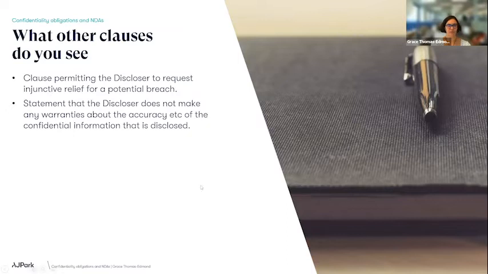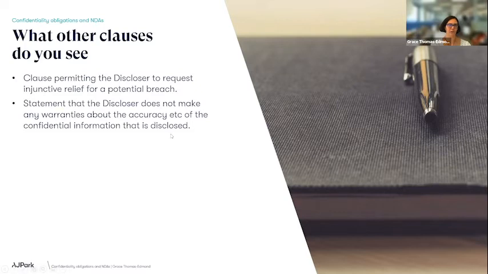You often see a clause saying that the discloser can get injunctive relief. So, an injunction against disclosure if you think there's going to be a breach or there's going to be further disclosure in breach of the confidentiality agreement, that gives you a bit more of a chance of getting an injunction against that.